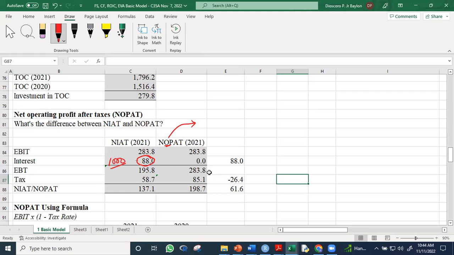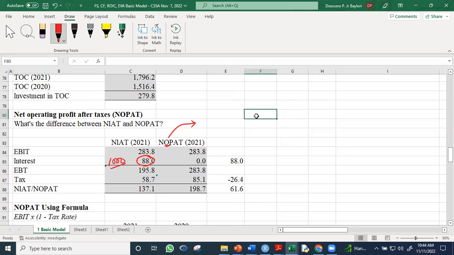It's about the tax, no? Yung tax ni NOPAT mas malaki, class. It was bigger, kasi yung earnings, yung taxable rate natin dito mas malaki, no? To 83.8. Okay? So ang tax niya mas malaki. So what this tells us is that yung difference, yung interest, hindi lahat yan pupunta dun sa difference between NOPAT and NIAT.